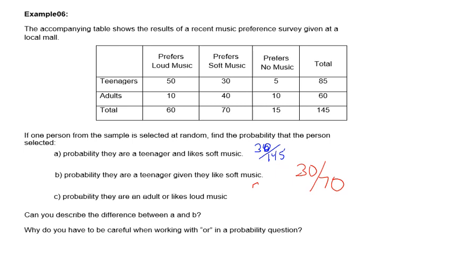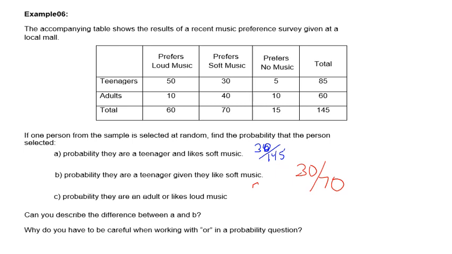So see the difference between and and given, right? I didn't say anything about the person selected in A, but I did tell you something that I know: they were picked, they liked soft music. The question is, is it an adult or a teenager?